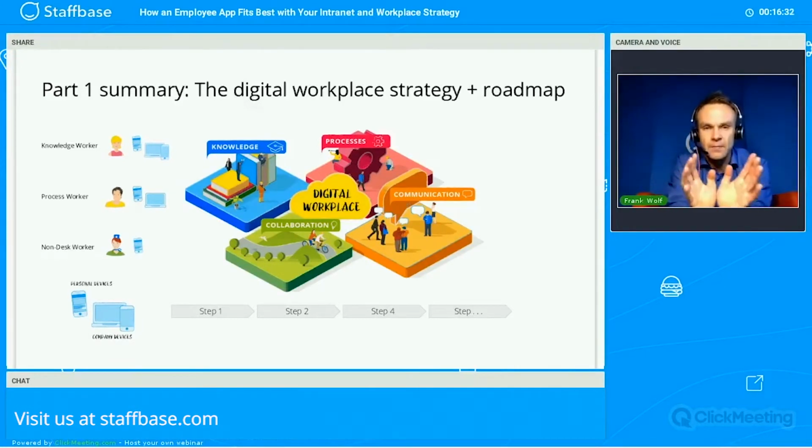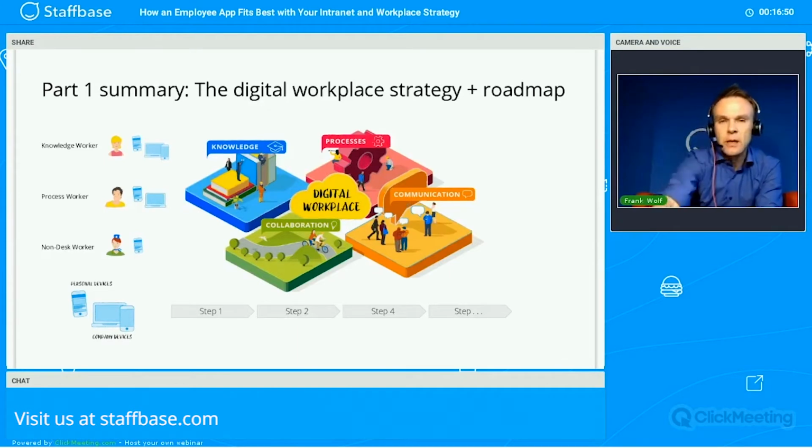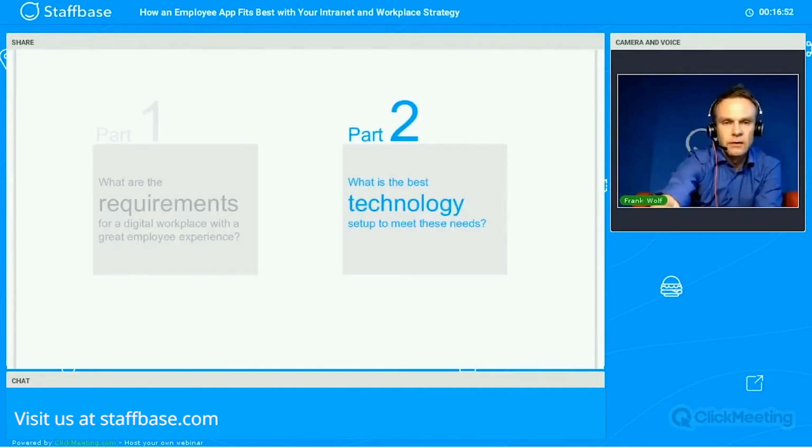So this is, as you see, a pretty easy approach to have a great and personalized digital workplace strategy in place, also develop a roadmap. And this is now a good basis to think and talk about how we can use technology to actually support that, right? So requirements are defined. Now, what's the best technology setup to meet these needs?